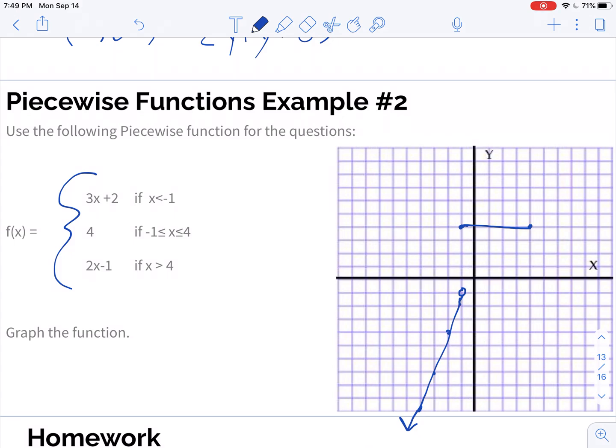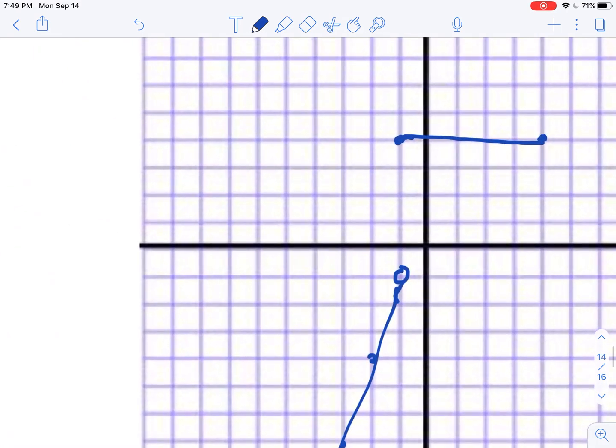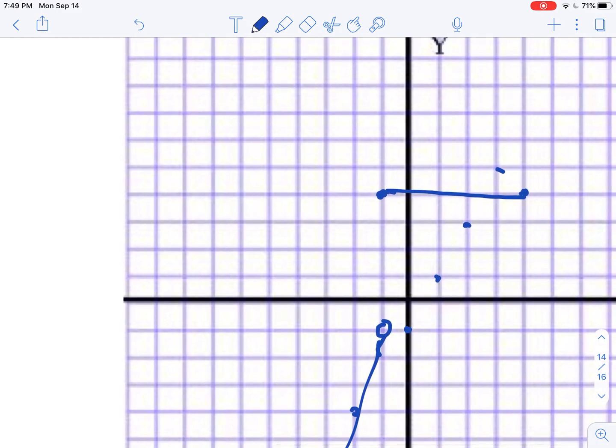The last thing I have is 2x minus 1 if x is greater than 4. Again, how I'm going to graph this, I'm going to graph this kind of like what the function would be. I'm just going to put light dots. You have your y-intercept of -1. You've got a slope of 2, so you go up 2 over 1, up 2 over 1, up 2 over 1, up 2 over 1. And this is actually where your graph is going to start. So I'm going to erase all those other points. I just use that to get to my starting point.